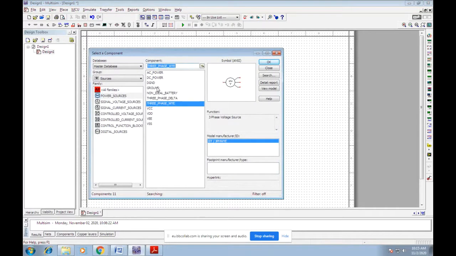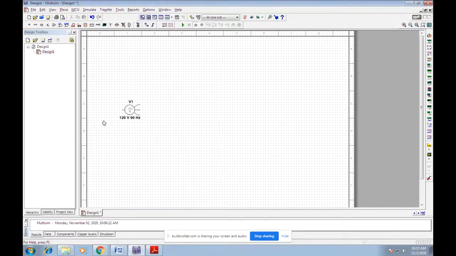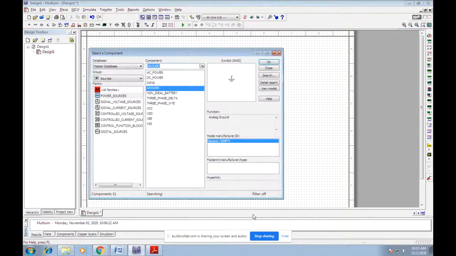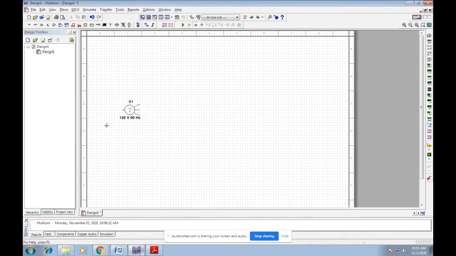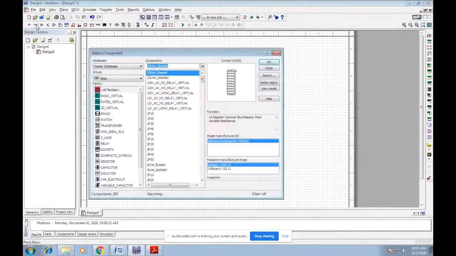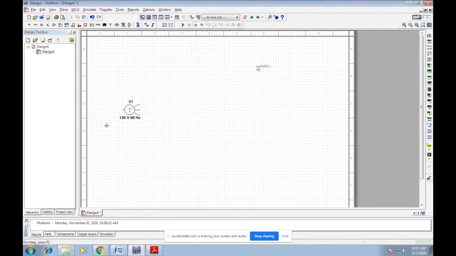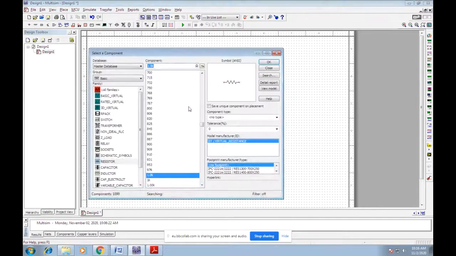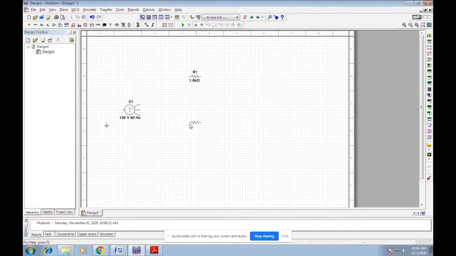We also require a ground. Click OK, place it over here. So this is the first thing we require. Then what is the second thing? We require three resistors: 15 ohms, 50 ohms, and 500 ohms. Let us place them from Place Basic, select resistor. Initially select any value, because later on we can change the value. Similarly the second, and similarly the third one.